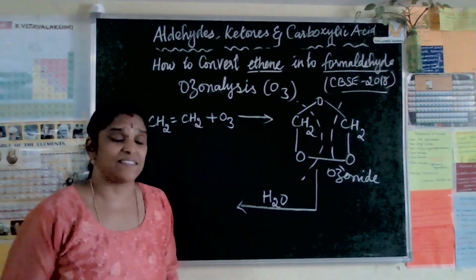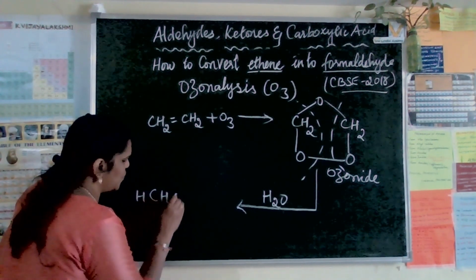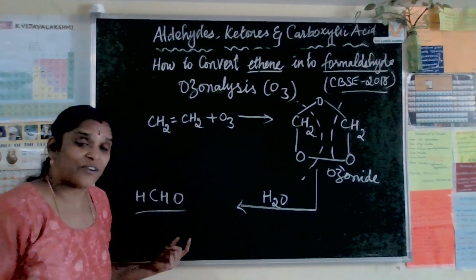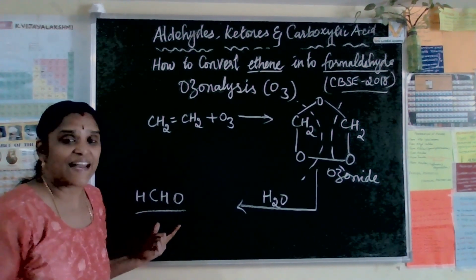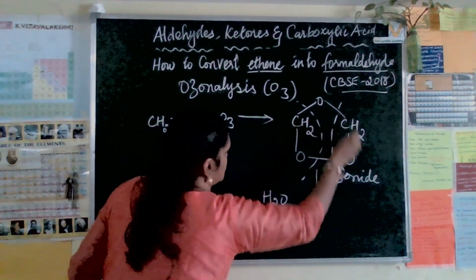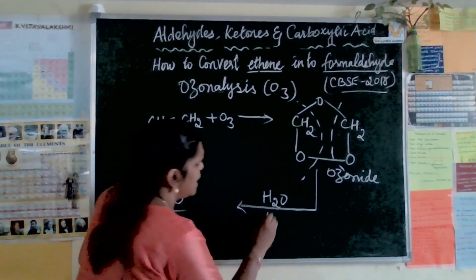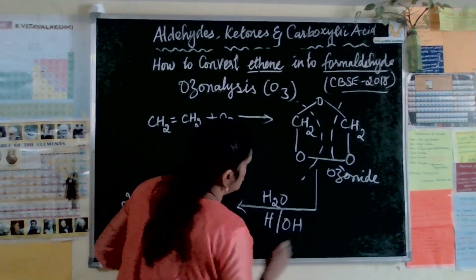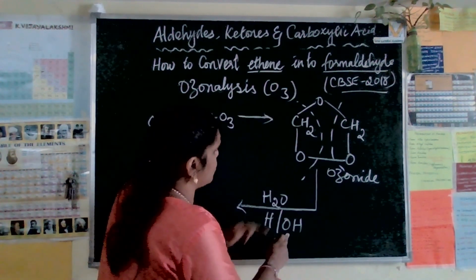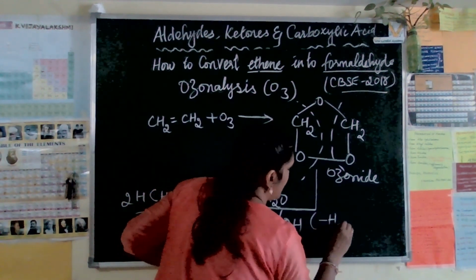CH2O. What is it? Formaldehyde. Before I could tell, you were already understanding this point. Aldehyde, formaldehyde. Here one CH2O, here one CH2O. Now what actually happened? This is actually here one O and here one O, and the hydrogens. So H2O2, you will get it.